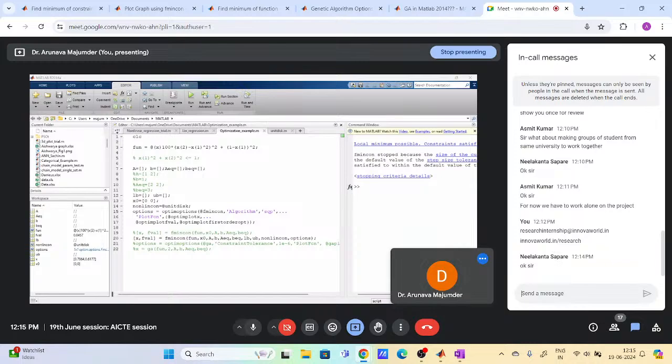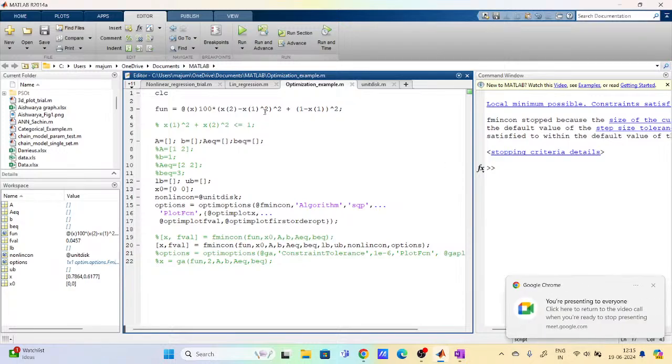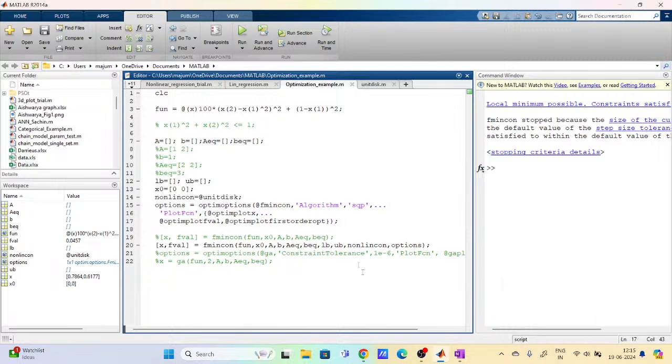So I have given you all the algorithms. For comparison purposes, you can use SQP, interior point, and the other one. You can also use the computational times. For computational time purposes, you can use this code in MATLAB.